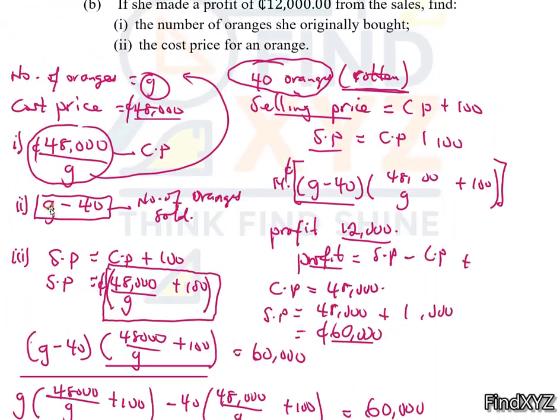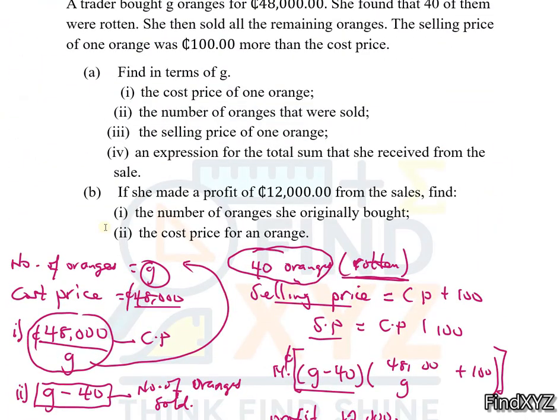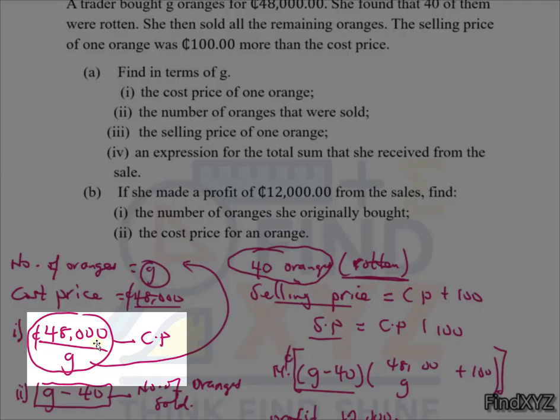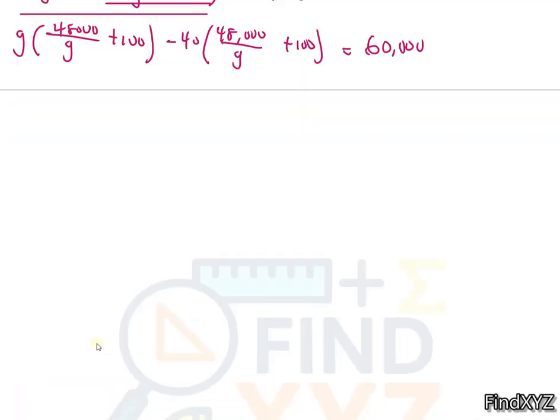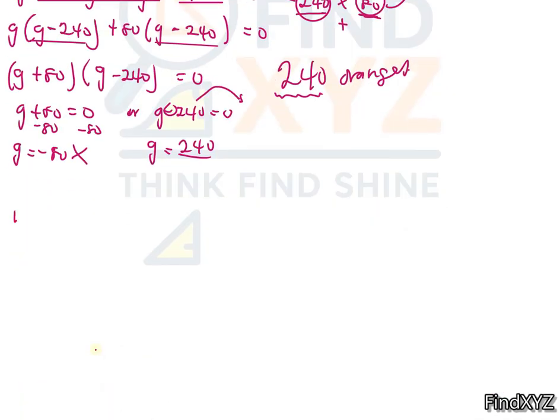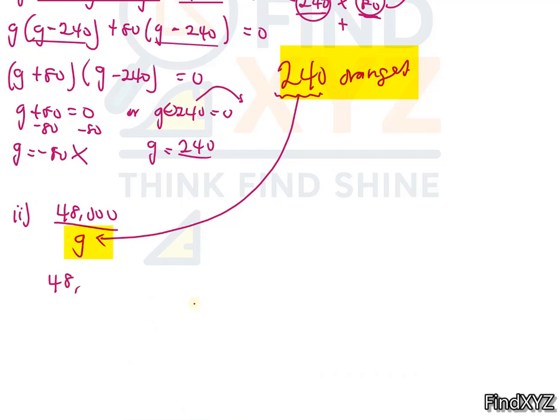Then to the last part of the question, we have been tasked to find the cost price for an orange. Now what is the cost price for an orange? The cost price for an orange was given as 48,000 over g. Now we know g, so we'll just substitute, and then we know our cost price. So the cost price is 48,000 over the total number of oranges, so we'll do 48,000 divided by g. And what is g? g is 240.